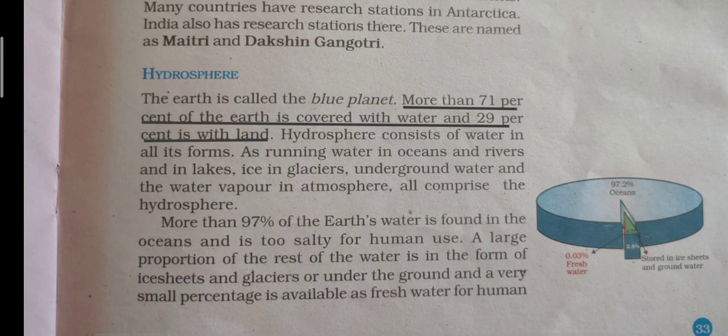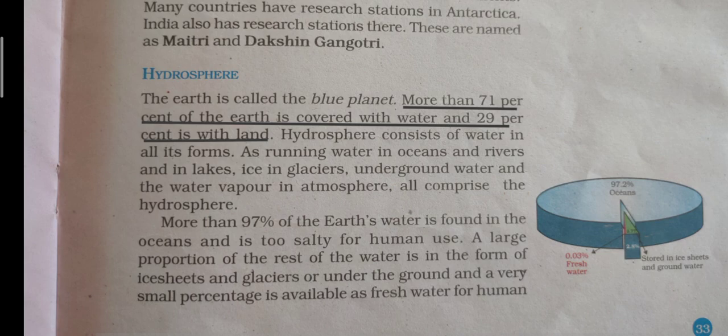So, children, our planet Earth is also known as a blue planet because more than 71% of our Earth is covered with water and the rest 29% is covered with land. So 71% is water bodies like ocean, sea, etc. and 29% is covered by the land masses.